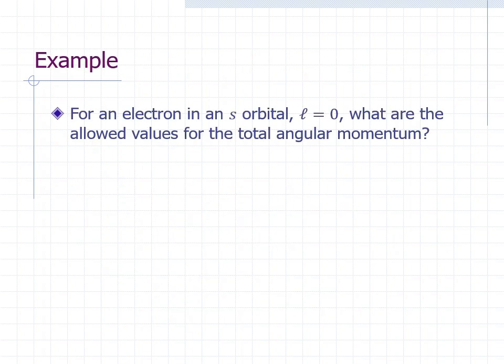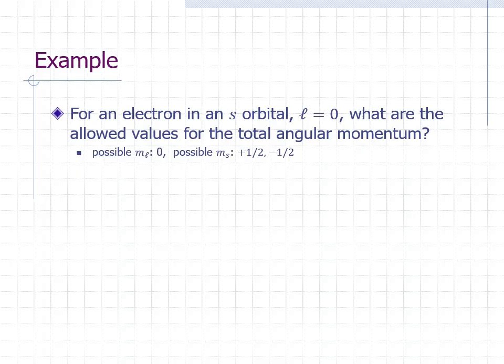Let's now apply what we just learned to a specific example. Consider an electron in an s orbital. What are the allowed values of the total angular momentum? Let's see. In this case, the orbital quantum number L is equal to 0. This immediately tells us that the only possible value of M sub L is 0.